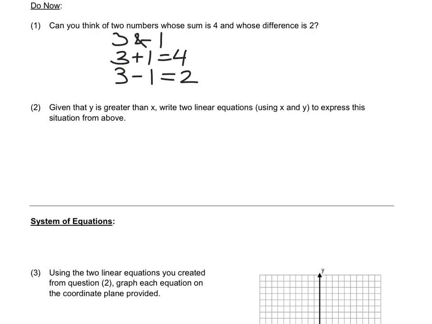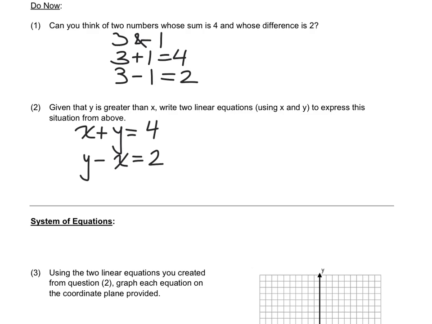So y is greater than x implies that x and y are the two numbers. We don't have to state let x equal this, let y equal that, because they've already given that to us. So x and y have to add to equal 4. And if y is greater than x, when we subtract them, y has to be the first value in order to give the result of 2.